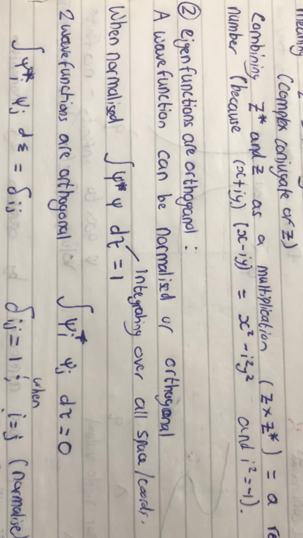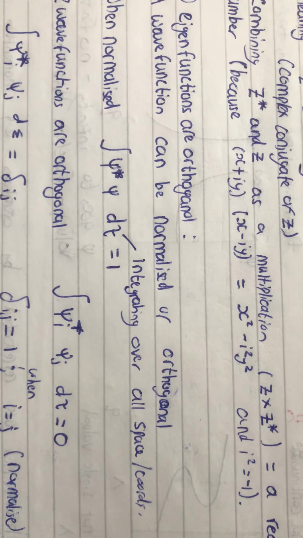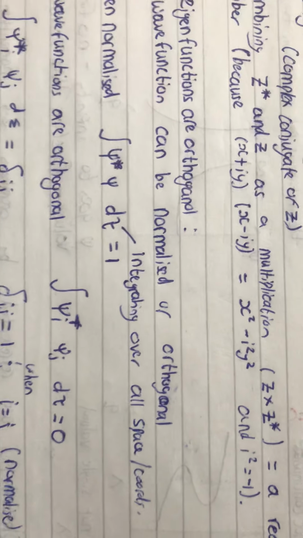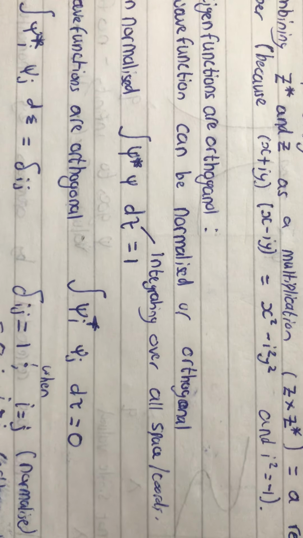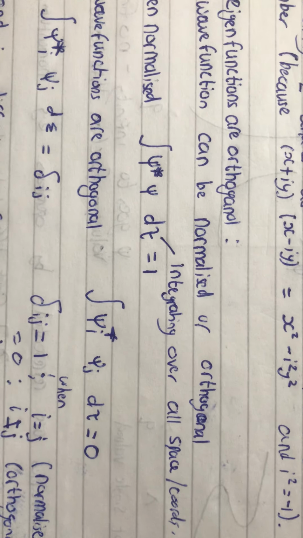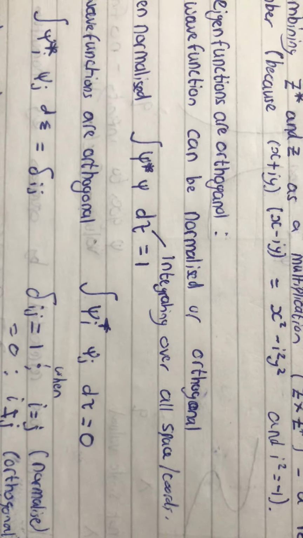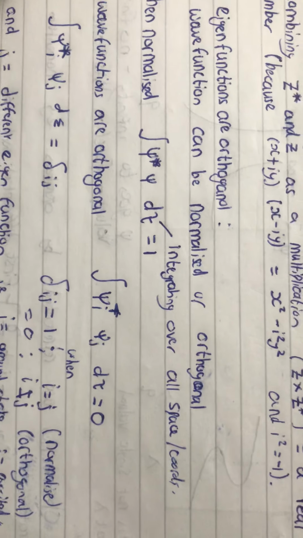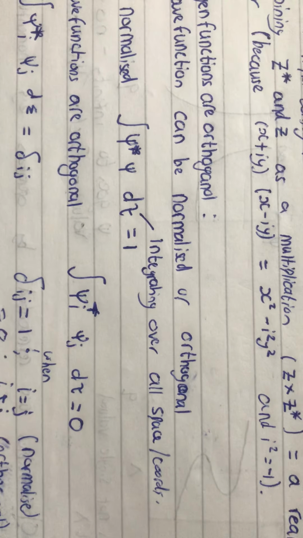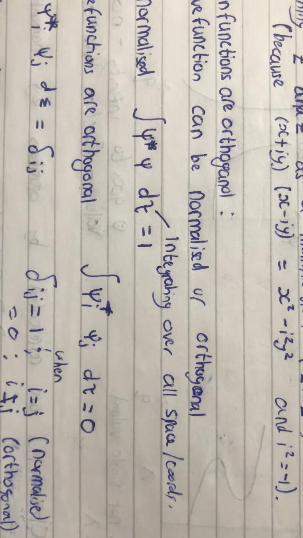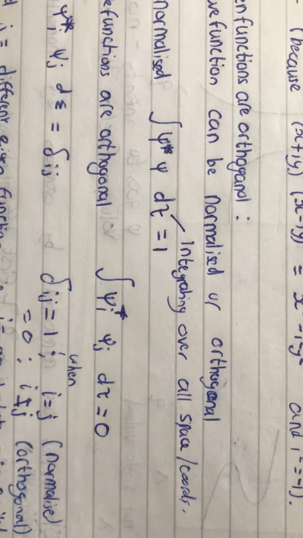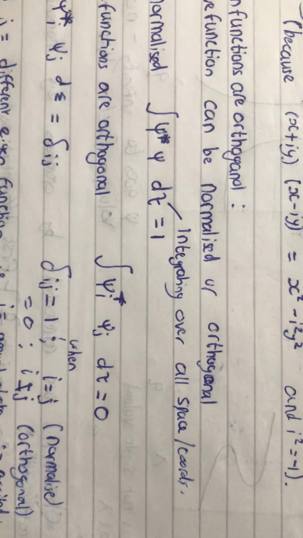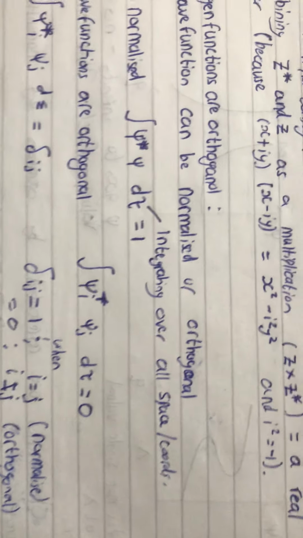When a wave function is normalized, the multiplication of the complex conjugate of the wave function and the wave function, when integrating over all space, has to equal 1. And for when two wave functions are orthogonal, the integral of the complex conjugate of i, which is different to the wave function of j, when integrating over all space, d tau, is equal to 0.